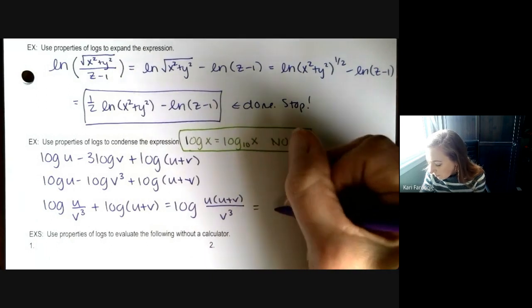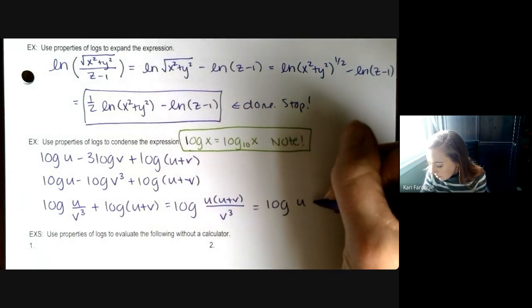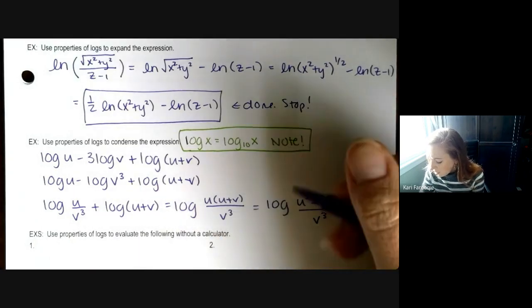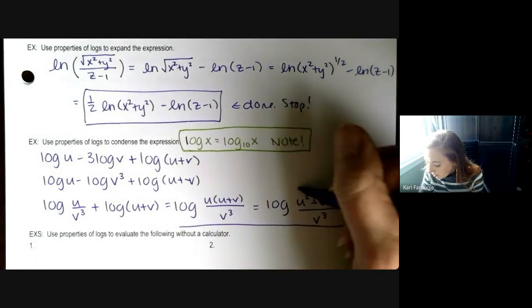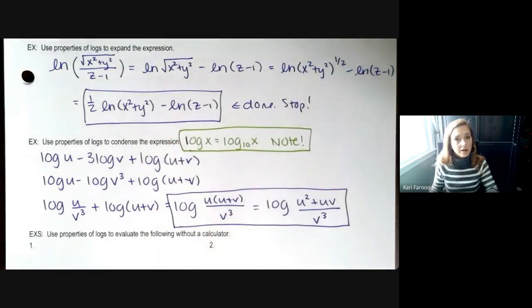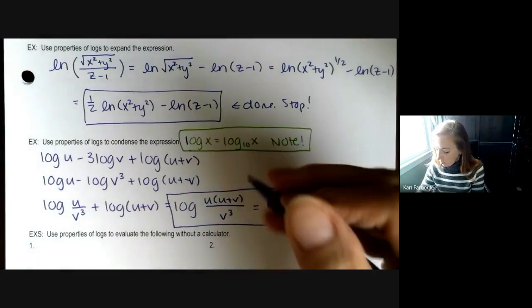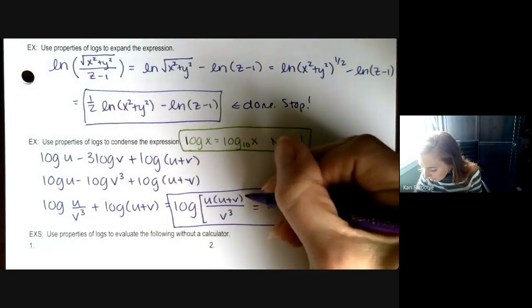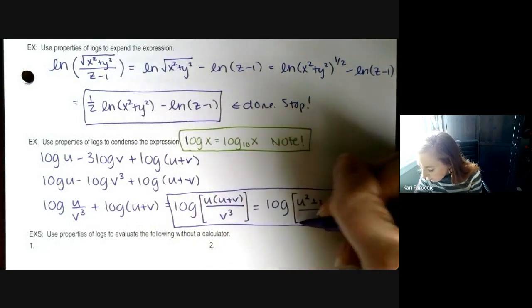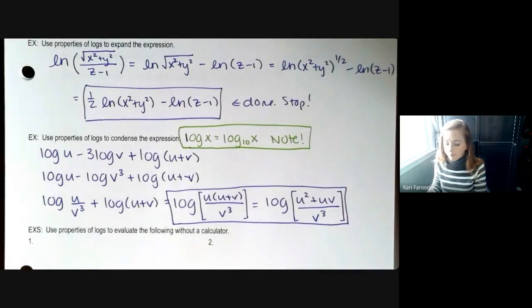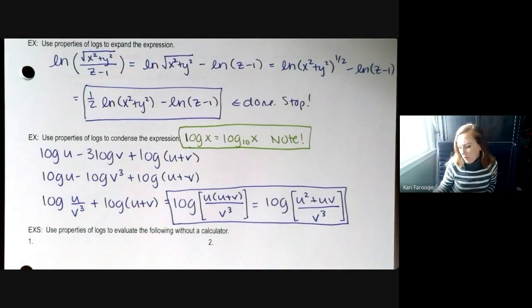Technically this is probably fine. You could also write this as u squared plus uv divided by v cubed. I actually almost like the first variation better. If we're talking about condensing, I feel like factored is more condensed, but who knows? But this is how we would write this as one logarithm. I should probably put some parentheses around this, or brackets in this case, just because there's a lot going on. Any parentheses would have been fine here. This one's already got parentheses, which is why I went with brackets. But that's how you would condense your logarithms.